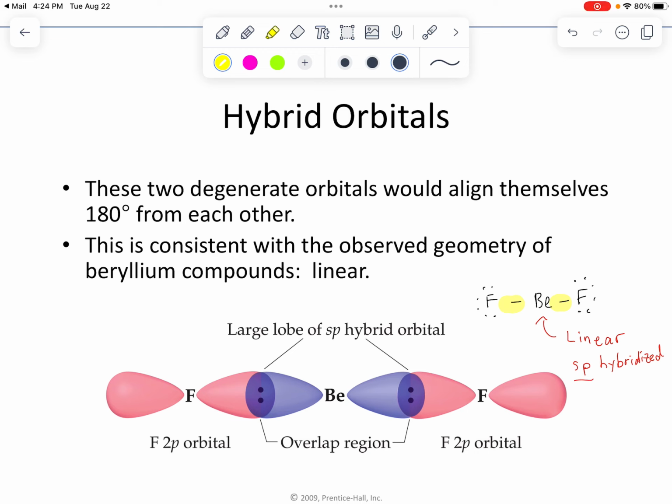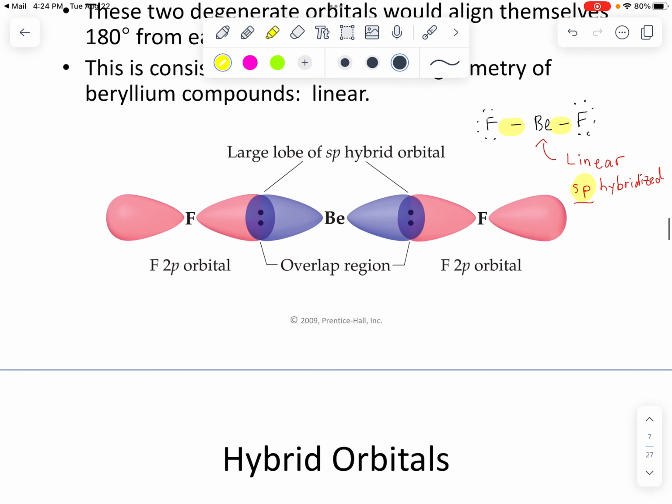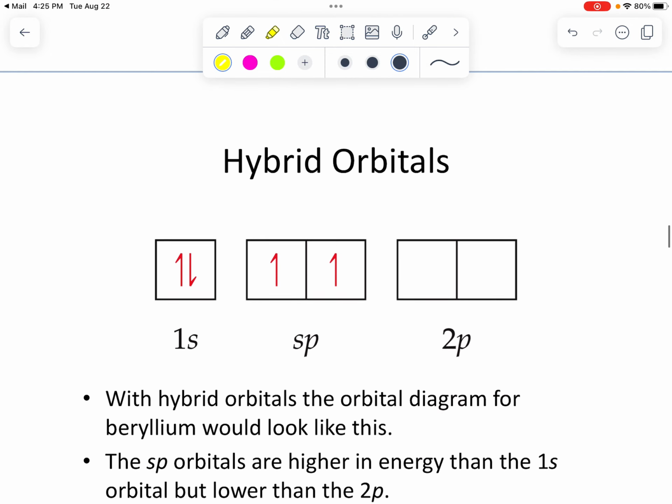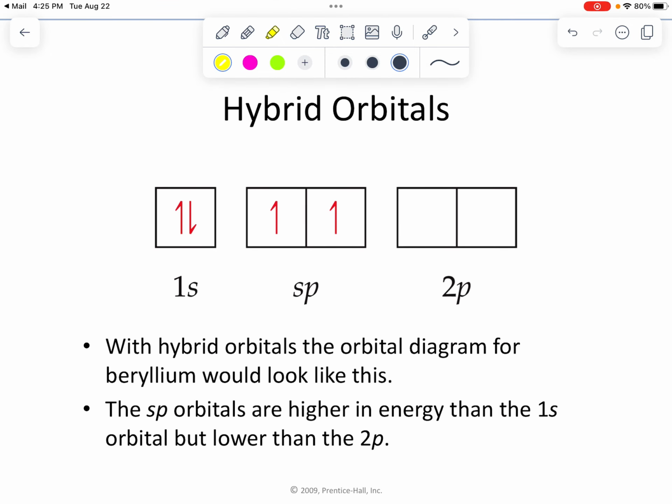So that's what we're going to see. The number of electron domains we want our central atom to have, that's going to be reflected in the number of orbitals we're mixing together in the hybridization process. So again, I'm telling you more than we necessarily need to know, but I want you to understand when we say, for example, that beryllium is sp hybridized, what we actually mean there.